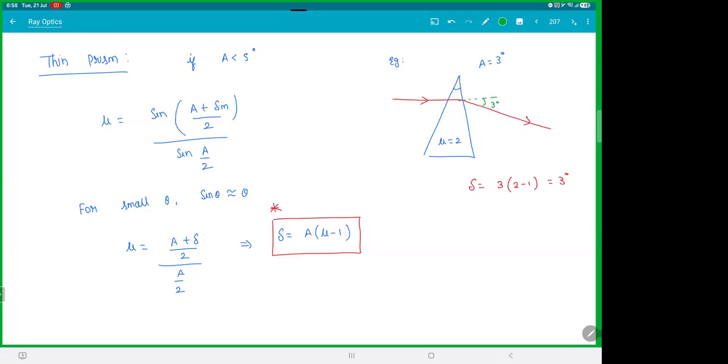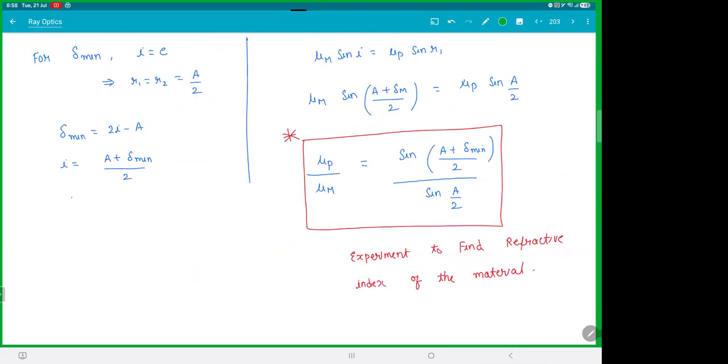Clear with this? You can copy down this formula if you need. You will need that formula.